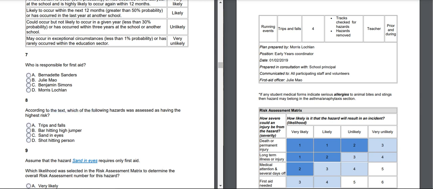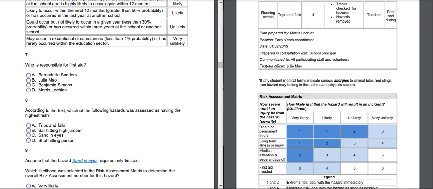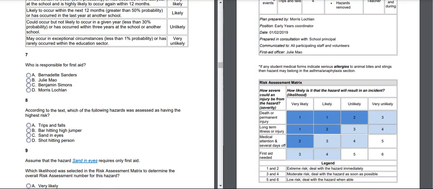According to the text, which of the following hazards was assessed as having the highest risk? Now, highest risk, quite interestingly, according to their scale, is actually a lower number. It is against what I would see as conventional, coming from a mining background, but I guess they can have different matrices with different rating systems, however they choose. And they are saying that something that is extreme risk is a 1 or a 2, while something low risk is a 5 or a 6, moderate in the middle. So a low number is actually worse. So we'll have to have a look at all these and see which one has the lowest number.